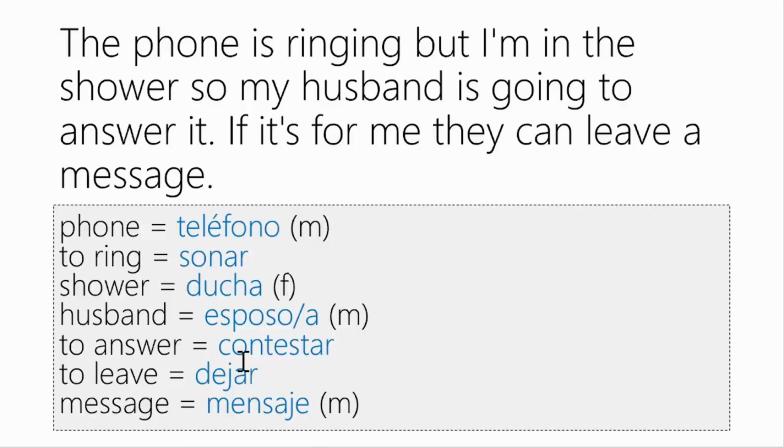To leave is dejar. Notice the strong H sound here, dejar. And then a message would be un mensaje. Again, see where the J has a strong H sound in both of these, dejar and mensaje. This is a masculine word, el mensaje or un mensaje. Now, once again, theoretically, with this vocabulary, you should be able to reach this translation in Spanish. Have a go.